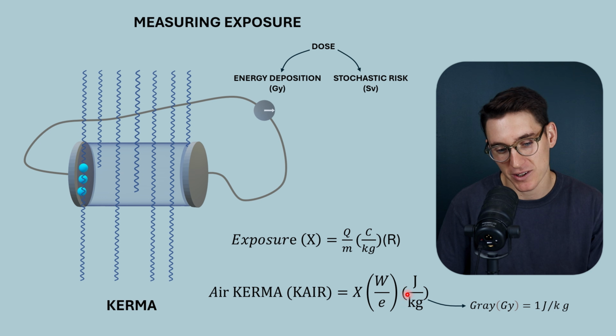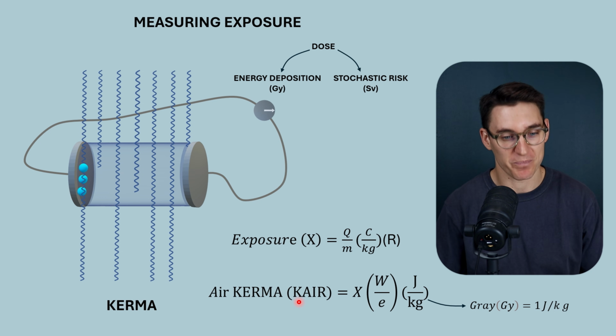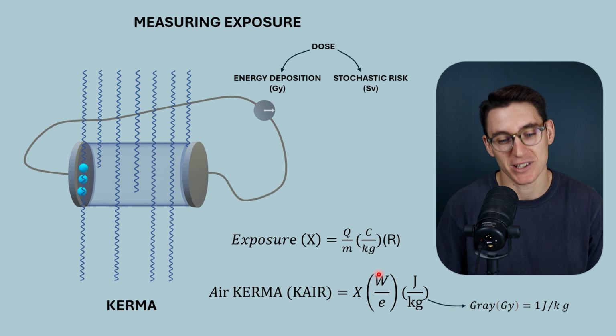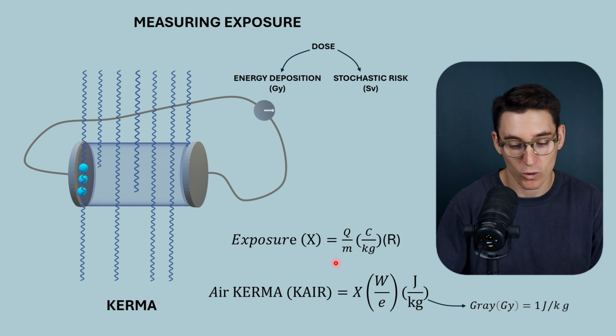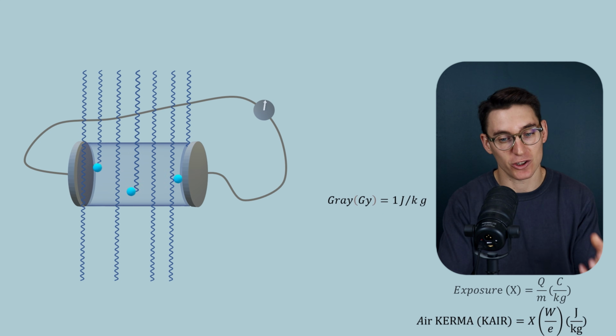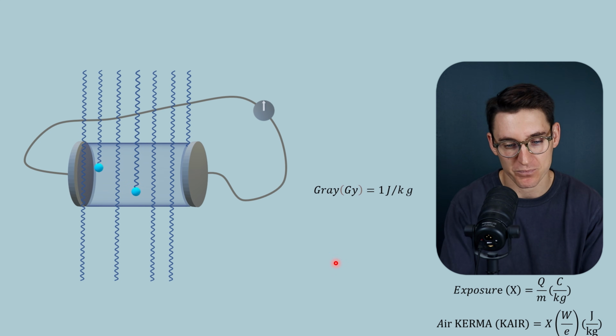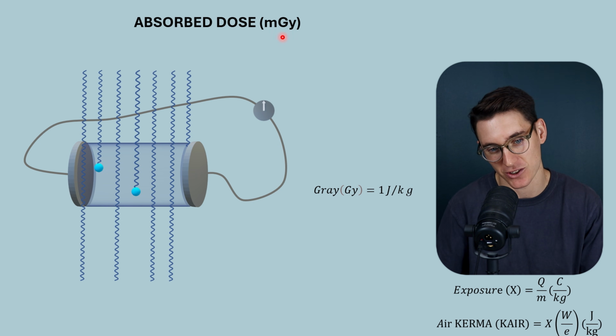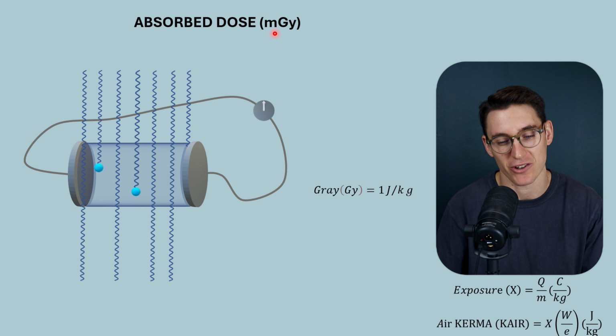Now, air KERMA is not the same as tissue KERMA. We know that the average energy to release an electron in air is going to be different from that in tissues. What we want to calculate is the dose in tissues, not the dose in air. And that dose in tissues is what's known as the absorbed dose, also measured in grays. We normally measure it in milligrays.